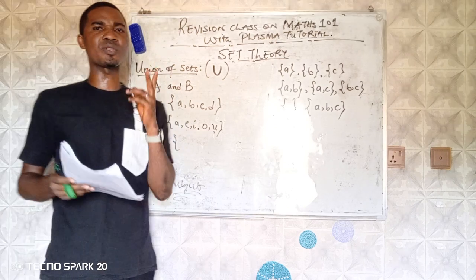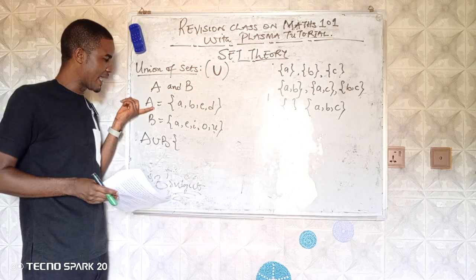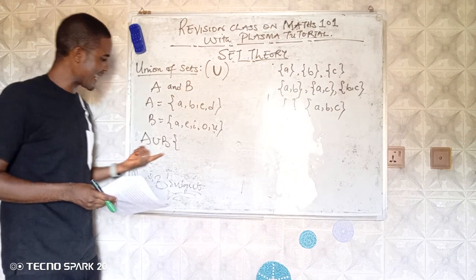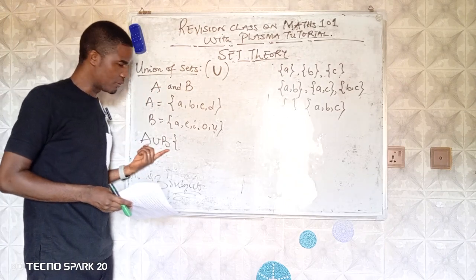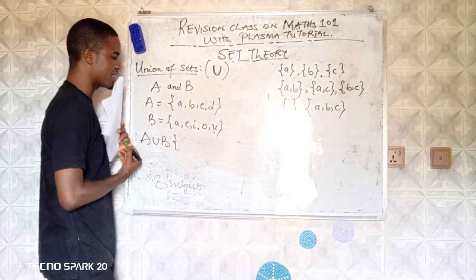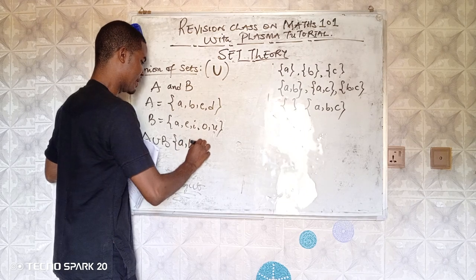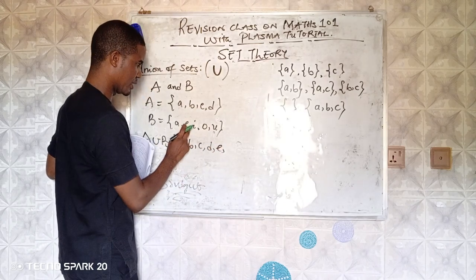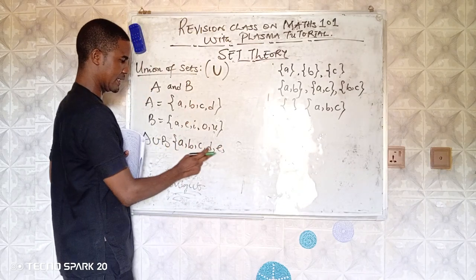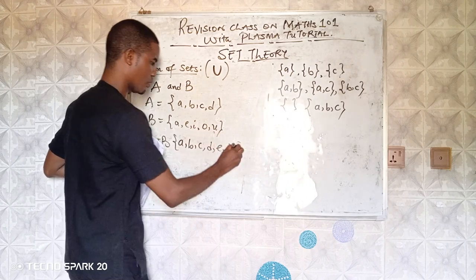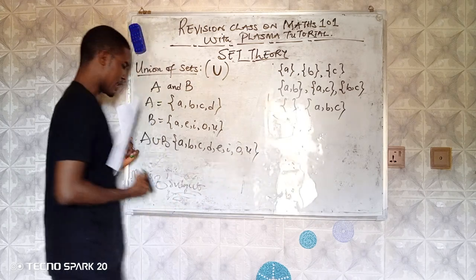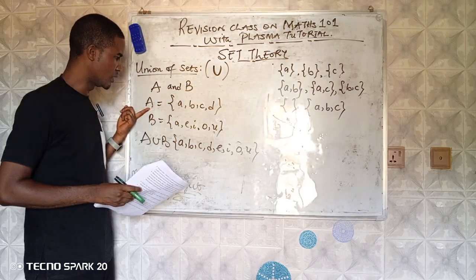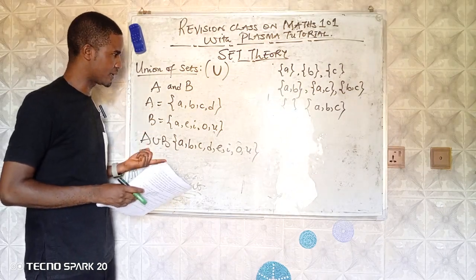Now, when you union two sets, it is the elements that belong to A or B or to both. So that means A, B, C, D, don't repeat A, then E, I, O, U. This becomes A union B. Elements that belong to A or to B or to both.